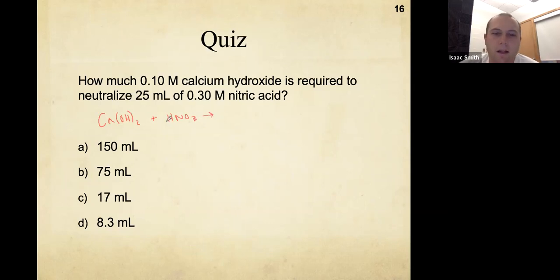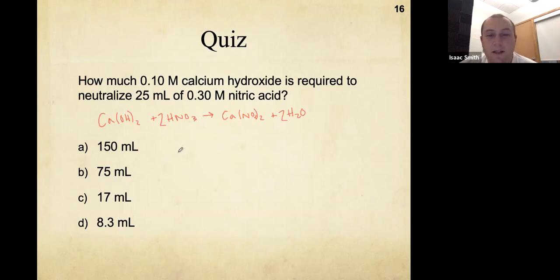Okay, and then balancing this, we know this only gives 1 proton and this gives 2 hydroxides. So we need 2 of these. We're going to form calcium nitrate and water. And we probably need 2 waters to make that work, right? So we have 2 hydrogens, that's 4 hydrogens. Okay, so we need 4 hydrogens. So that's our balanced equation right there.